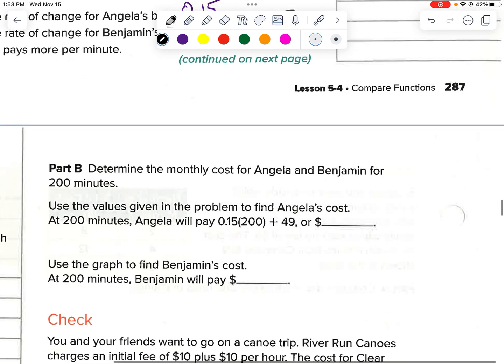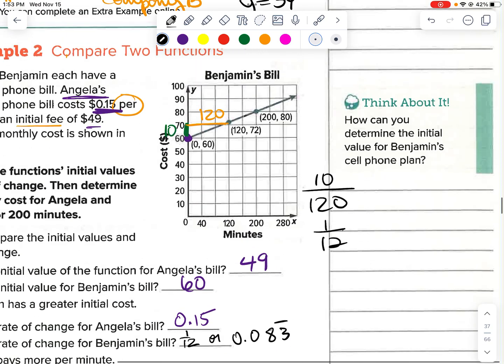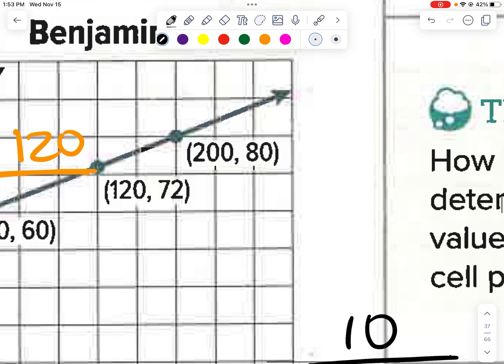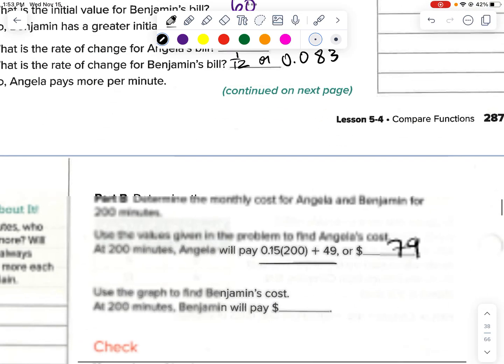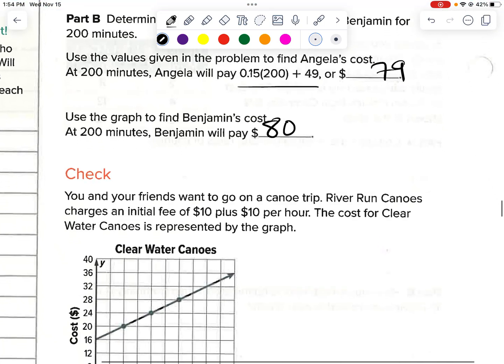Okay, determine the monthly cost for Angela at 200 minutes. So if I plug it in here, 0.15 times 200 plus 49 equals 79. For Benjamin at 200 minutes, look at this, I don't even have to figure it out. It already has it for me. This is the number of minutes, and this is the total cost. So it already tells you what the total cost is. So it's $1 more for Benjamin.